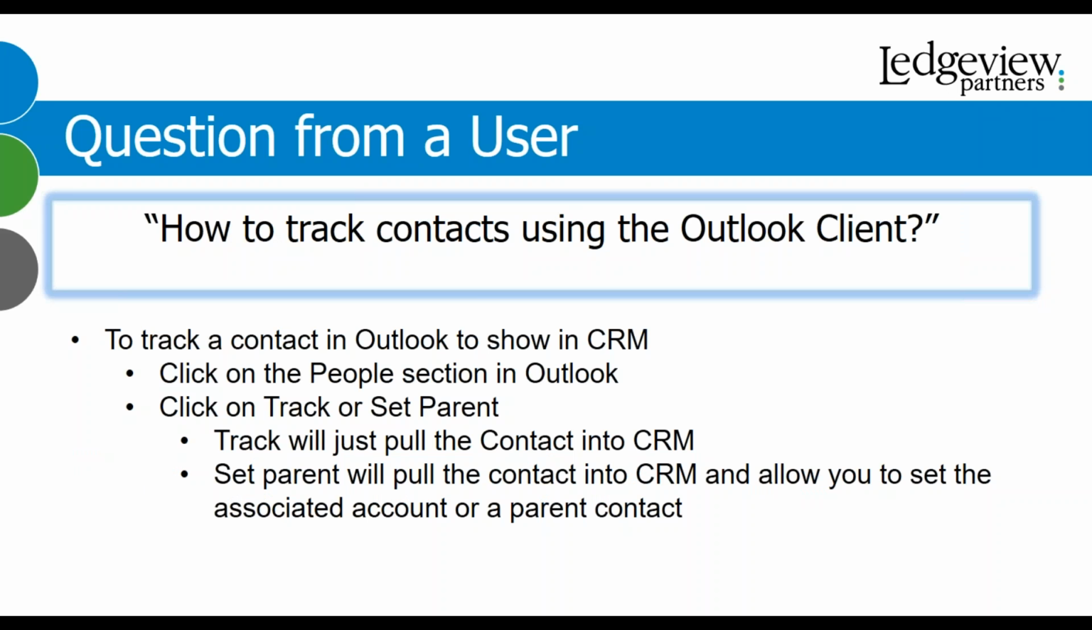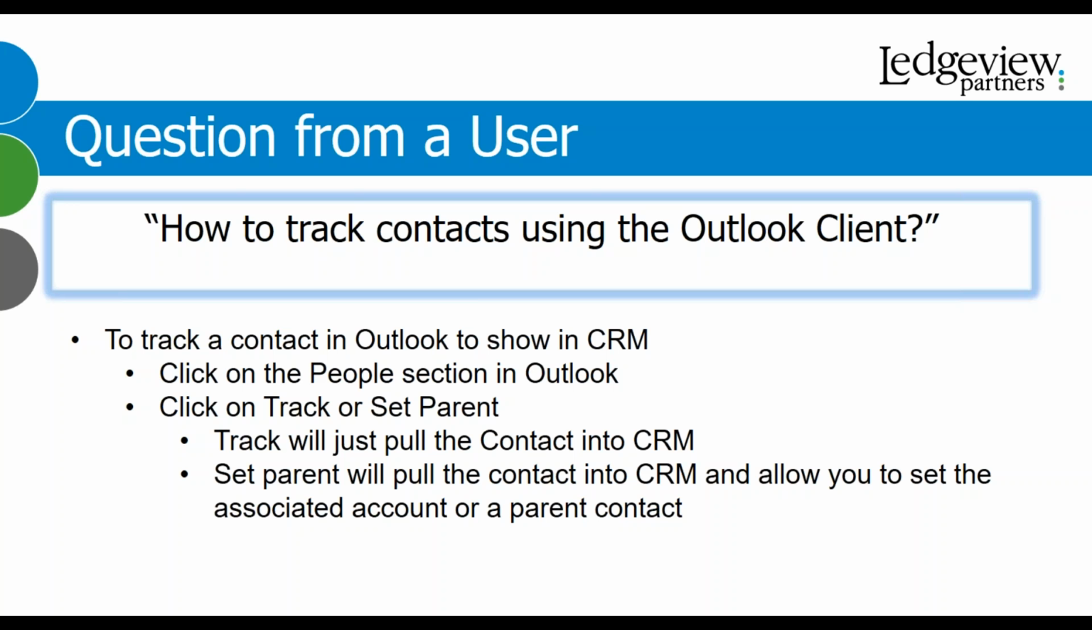Great question. Tracking contacts within the Outlook client, and this is not the app, this is the client, so the plugin. You want to click on the people section in Outlook, and this is going to show your people. Now I want to take a step back here and explain how the client works. When you have the synchronization for your tasks, contacts, and appointments through the Outlook client, if there's new contacts in CRM, it's going to pull them down into Outlook. If you track or set parent to a contact in Outlook, it's going to push that information up into CRM.